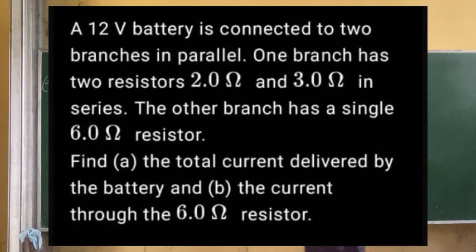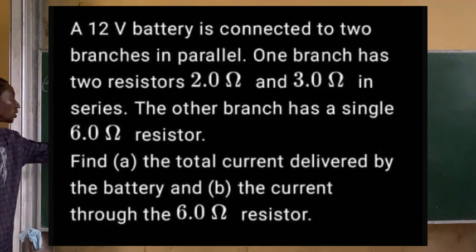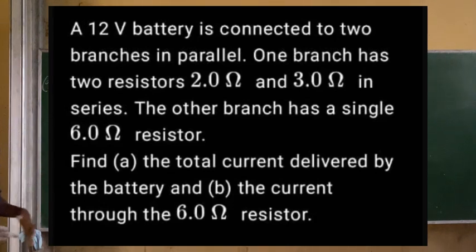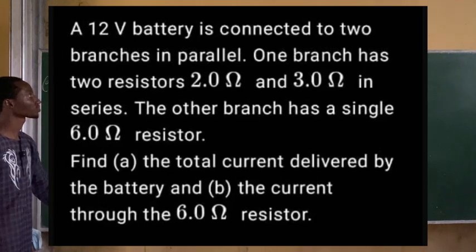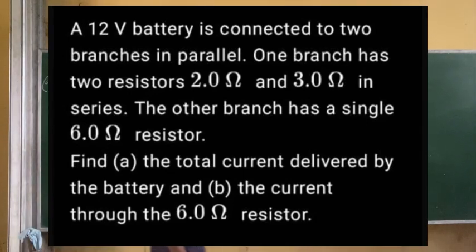Question 9 says, a 12-volt battery is connected to 2 branches in parallel. One branch has 2 resistors, 2.0 ohms and 3.0 ohms in series. The other branch has a single 6.0 ohms resistor. They say find the total current delivered by the battery and the current through the 6 ohm resistor.